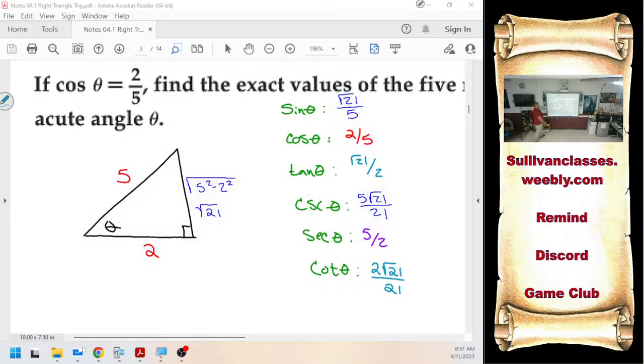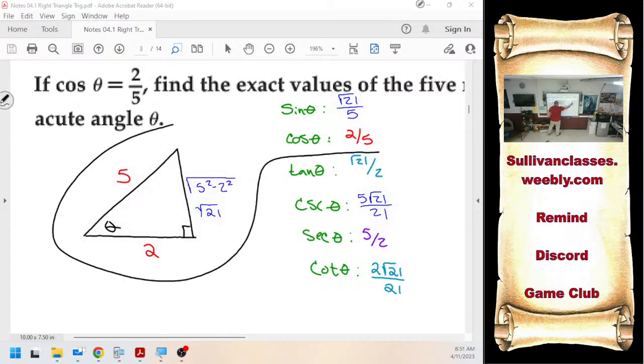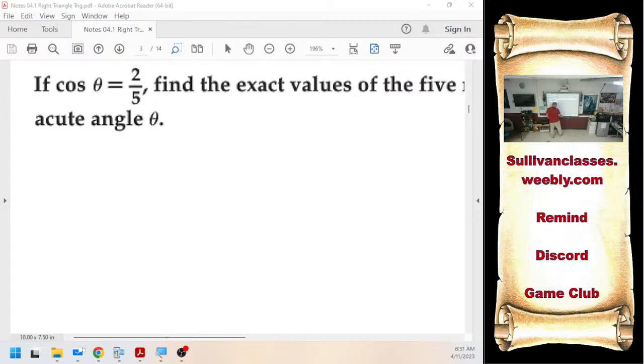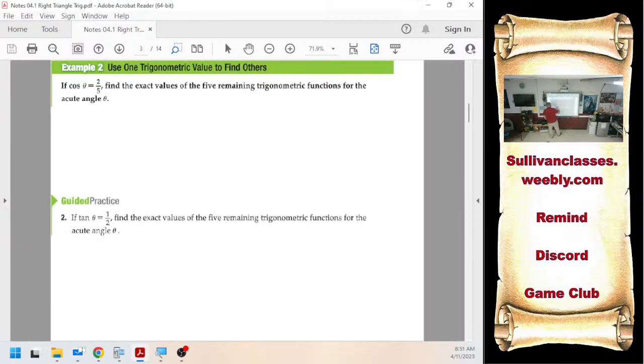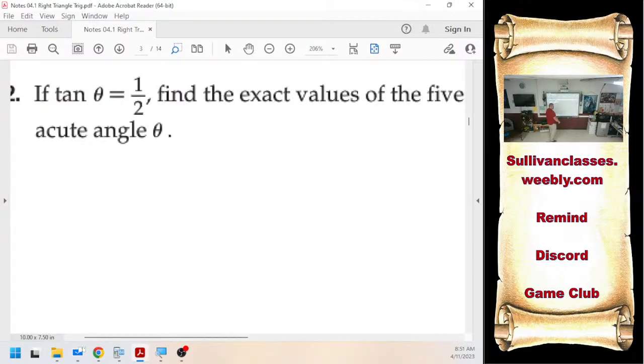So they start with this information. It looks like a big whistle. Then you have to find the missing side and then tell me the rest of the ratios. Okay? Sometimes you luck out and it's a Pythagorean triple. Most of the time you're going to have a radical. Go!